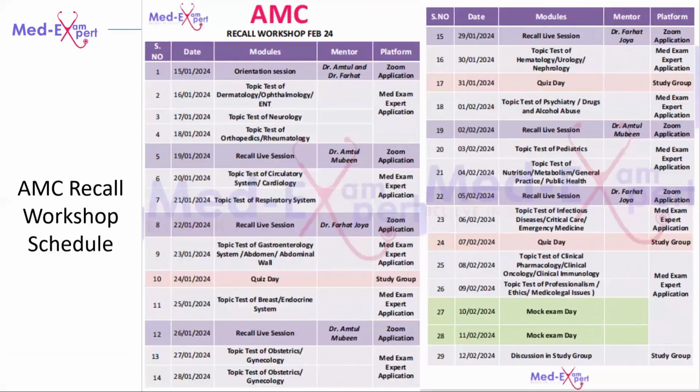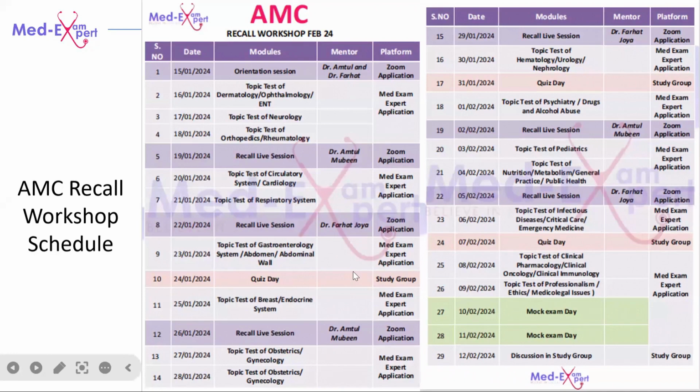So yeah, this was the schedule that we were discussing. So tomorrow you're going to get your first topic test that you need to attempt, and you will be having 24 hours to solve the test. Okay, so you can solve the test any time of your choice. Okay, and after attempting the test in 24 hours, we are going to announce the top scorers in the study group, so that you will get the motivation to get in the top scorers.